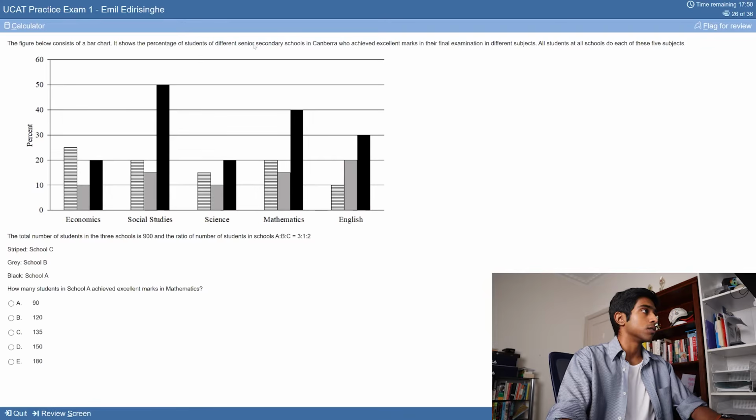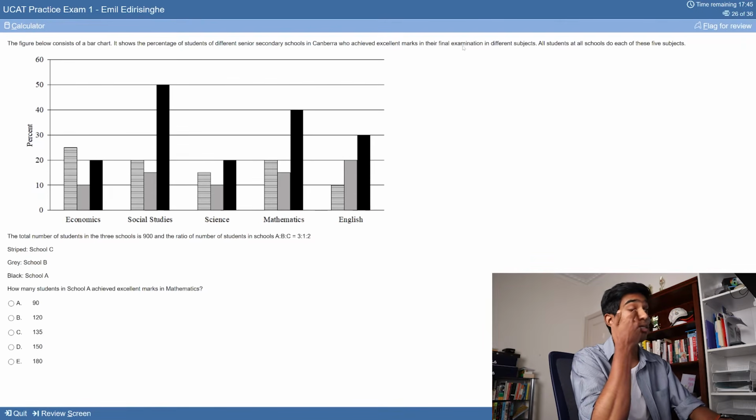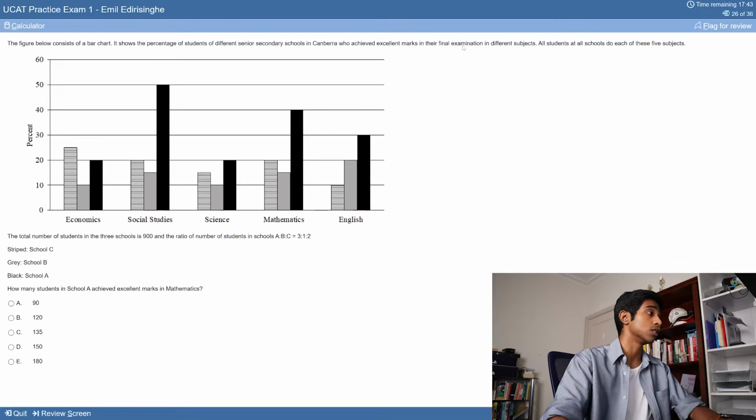Percentage of students of different senior secondary high schools with excellent marks in their final examinations. All students at all schools do each of these 5 subjects. Total number of students in 3 schools is 900. Ratio of the number of students is 3:1:2. Okay, how many students in school A?